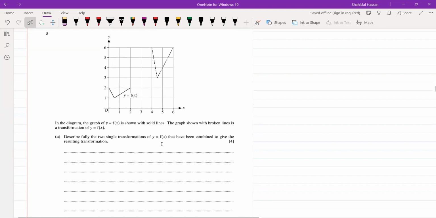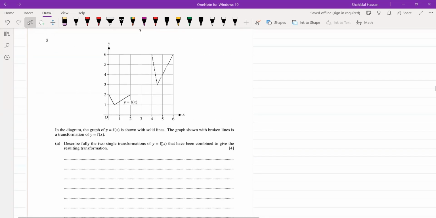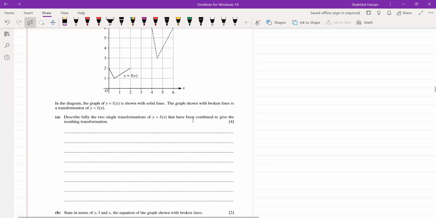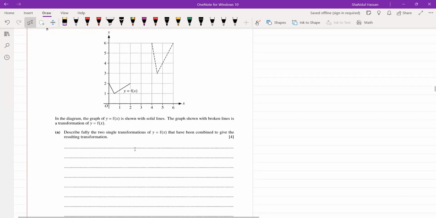However, we can talk about this question. 4 marks and 2 marks. In the diagram, the graph of y equals f of x is shown with solid lines. The graph shown with broken line is a transformation of f of x. So from here we go there. Now describe fully the two transformations that have been combined to give this resulting graph.